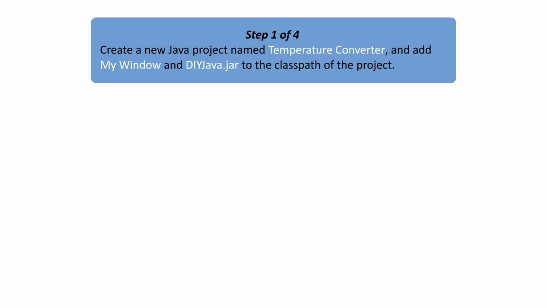First, create a new Java project named Temperature Converter and add MyWindow and DIYJava.jar to the class path of the project. Hint: MyWindow is a Java project. DIYJava.jar is an external jar file. To add the MyWindow project, click the Projects tab, click Class Path, and Add, then select MyWindow. To add the DIYJava.jar external jar file, click the Libraries tab, click Class Path, and click Add External Jar.